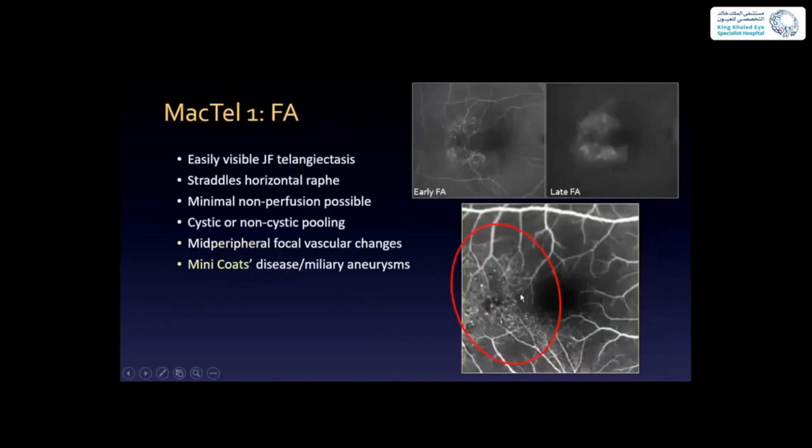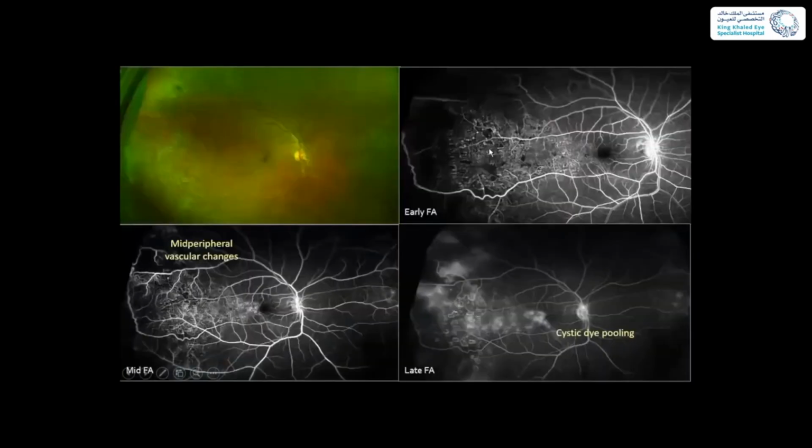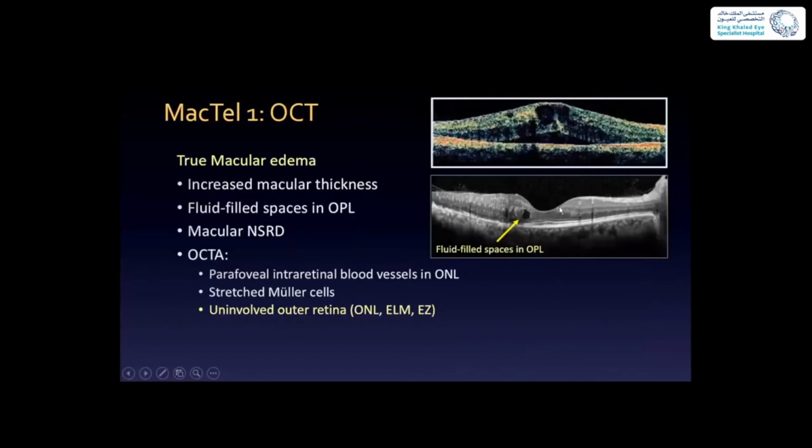The telangiectasia often straddle the horizontal raphe, and it can cause cystic pooling or non-cystic pooling in the fluorescein angiogram. It's considered a mini-Coats disease because it can be associated with a peripheral telangiectasia as well. Here you can see the mid-peripheral vascular changes and the cystic dye pooling. The macular edema is a true macular edema, as I told you.